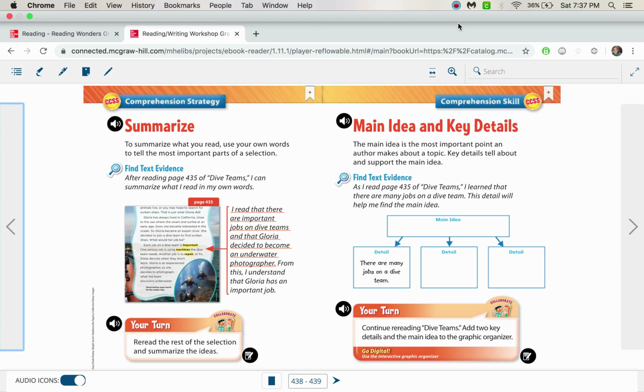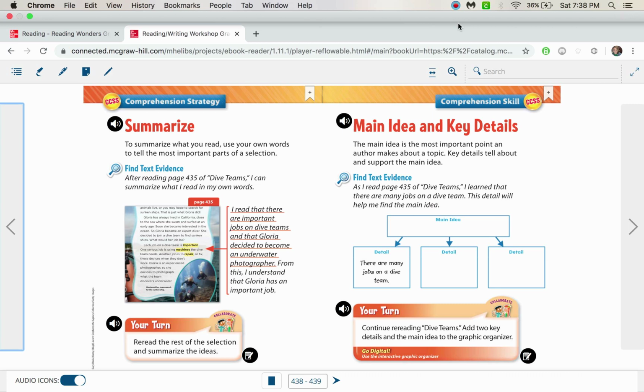All right, kiddos, here's our goals and objectives we want you to be able to understand throughout this week. These are review. This is the end of the school year. We want to just make sure we review things that are important. So, your comprehension strategy this week is to summarize. And what does that mean? To summarize what you read, you use your own words to tell the most important parts of the selection.